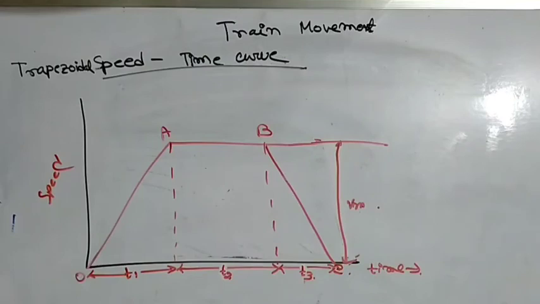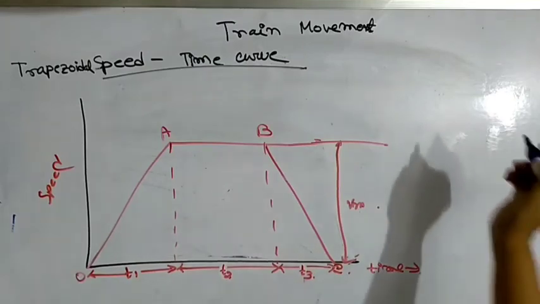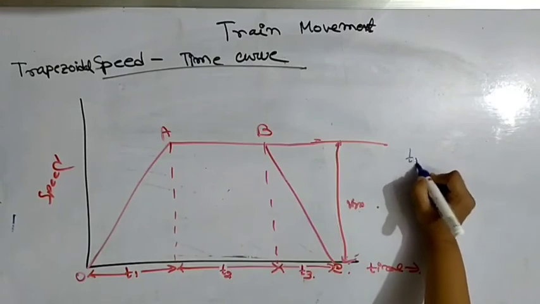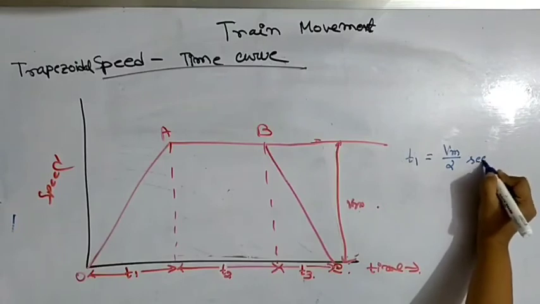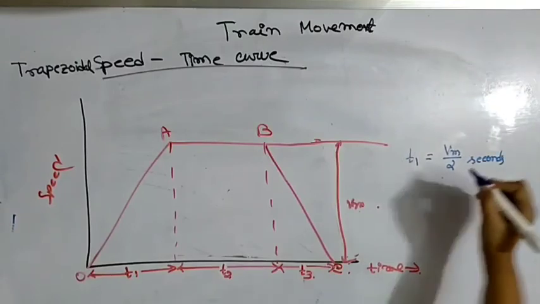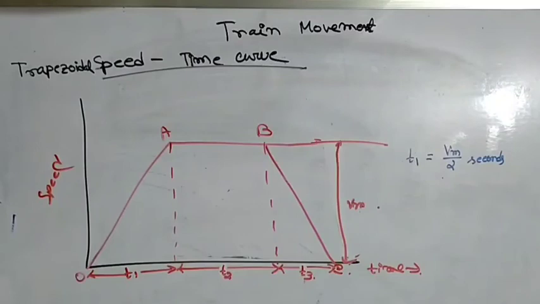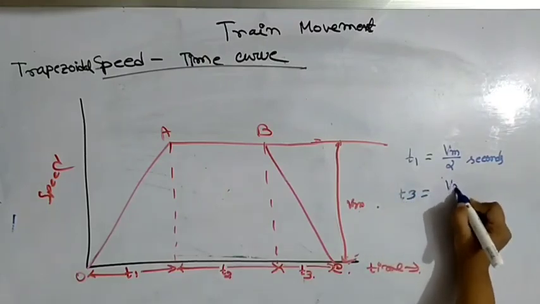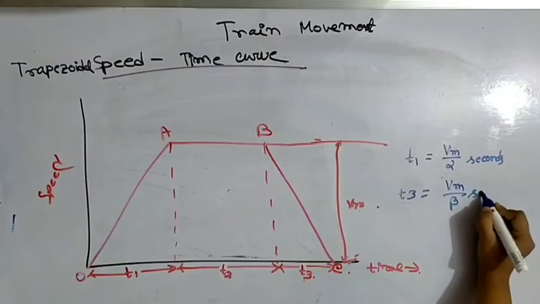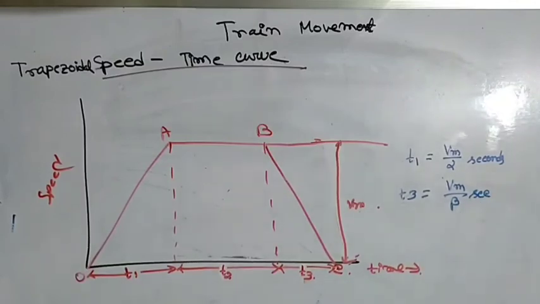So time of acceleration, that is T1, is equal to Vm by alpha seconds. Now alpha is the acceleration in kilometer per hour per second and Vm is the maximum speed in kilometer per hour. And time of retardation, that is T3, is given by Vm by beta. What is beta? Beta is the retardation in kilometer per hour per second.